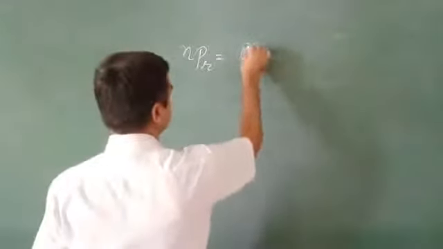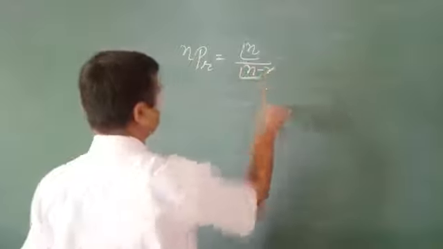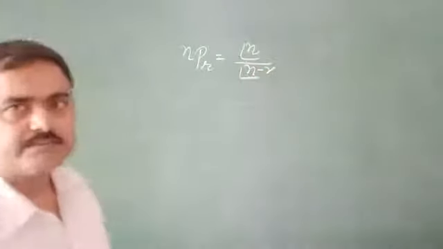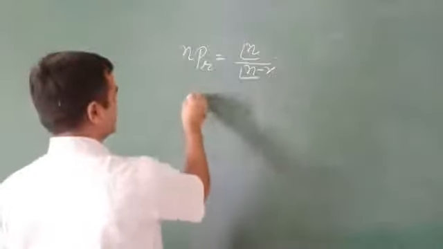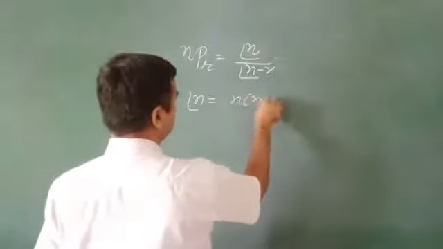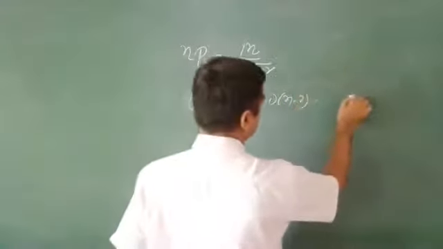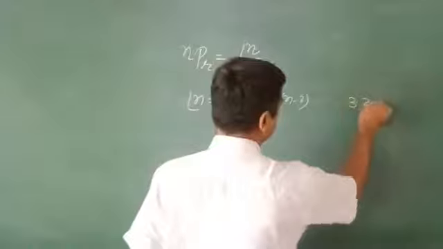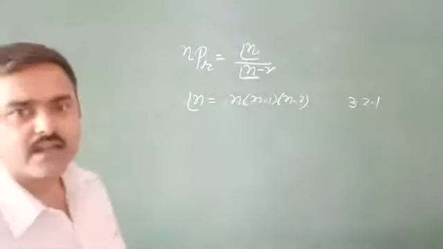And this nPr can be written as factorial n upon factorial n minus r. Now factorial n is written as n into n minus 1, into n minus 2, and so on, down to 1. This is known as factorial n.